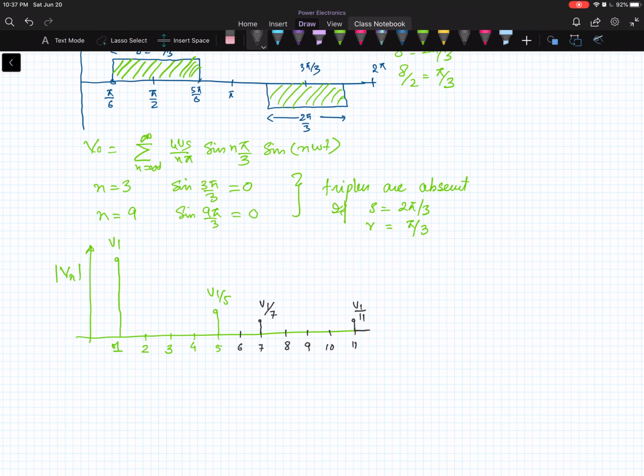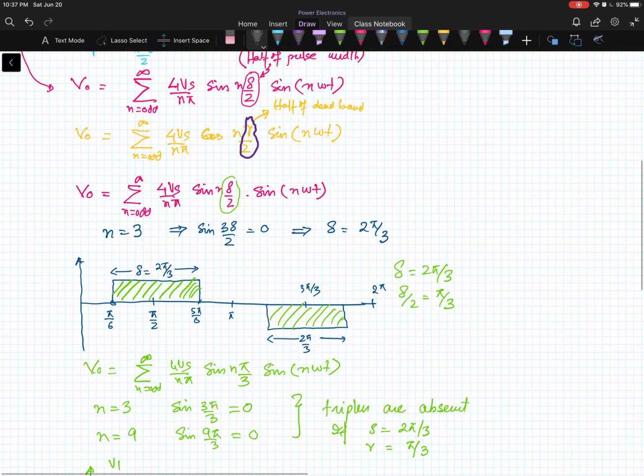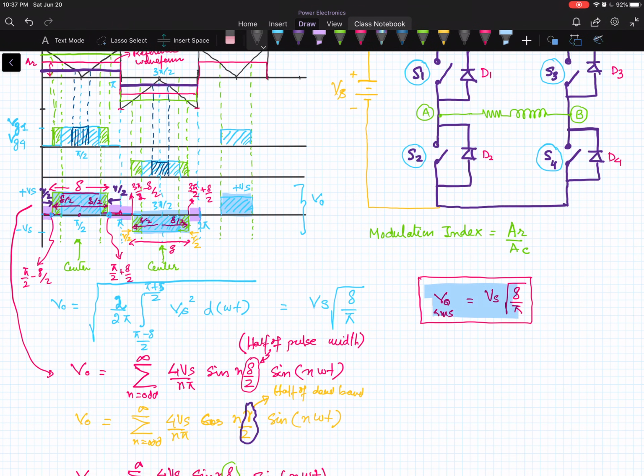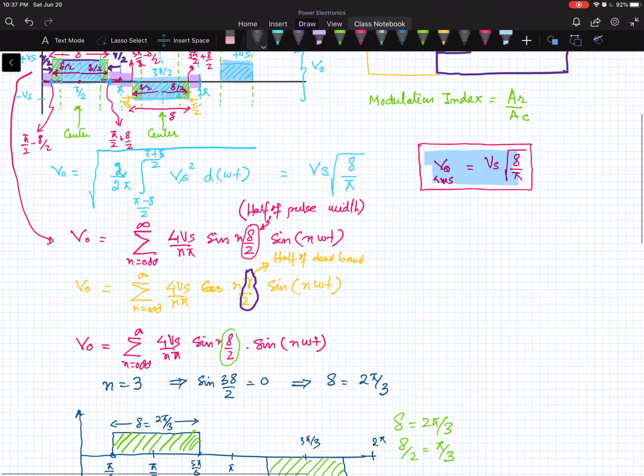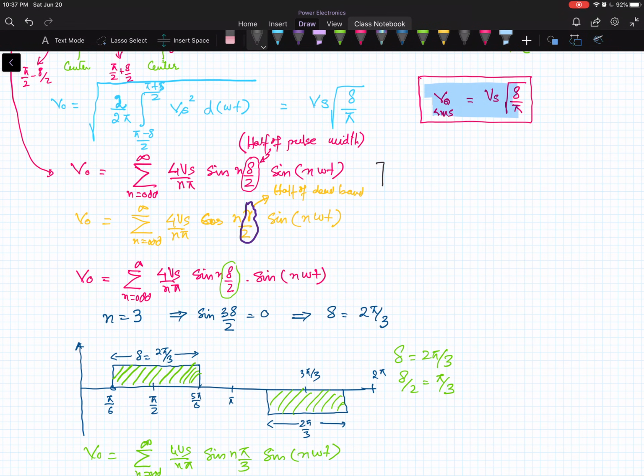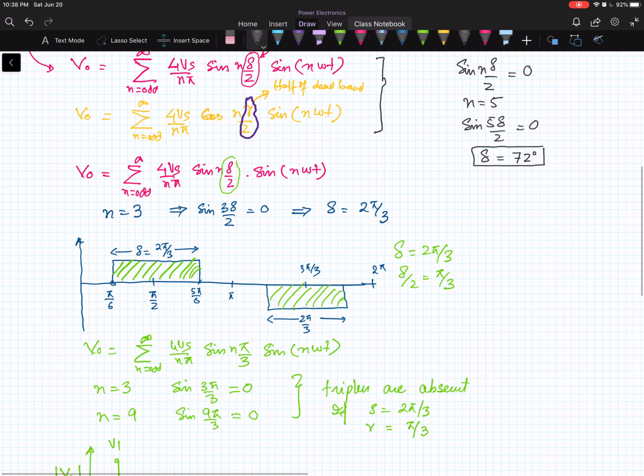Now if I say cancel the fifth harmonic and its multiples from the inverter output waveform, what are you going to do? You are going to look at the Fourier expression of the output voltage waveform. In this, put sine of n del by 2 equal to 0, where n is equal to 5, so sine 5 del by 2 equals 0. From here, if you calculate del, it will be equal to 72 degree. So if the pulse width is equal to 72 degree, the fifth harmonic and its multiples will be cancelled out.